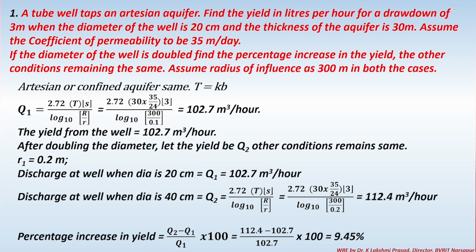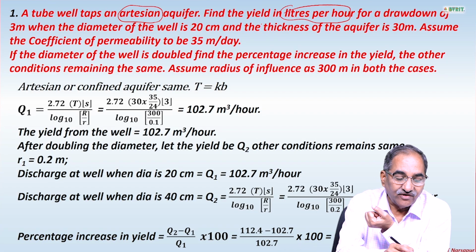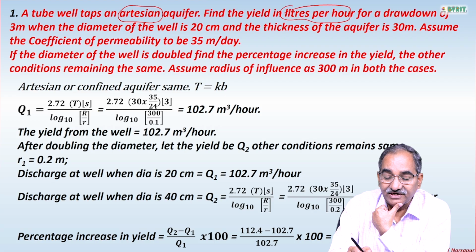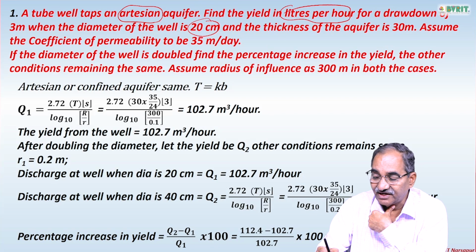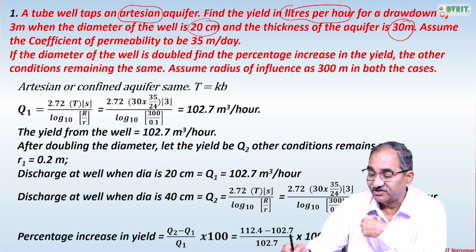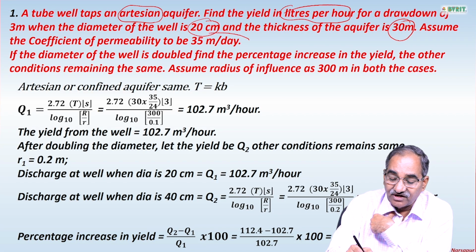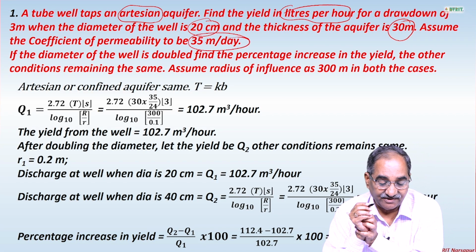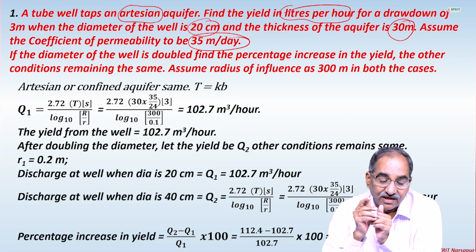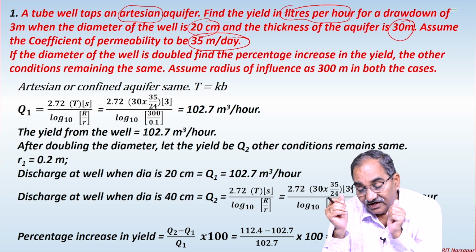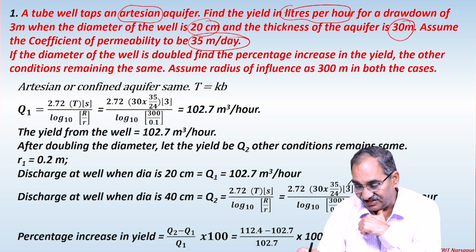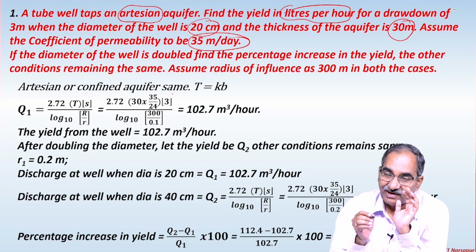A tube well taps an artesian aquifer. Artesian means confined aquifer. Find the yield in liters per hour. That is the question. For a drawdown of 3 meters, when the diameter of the well is 20 centimeters and the thickness of the aquifer is 30 meters, assume the coefficient of permeability is 35 meters per day. That is the first question. If the diameter of the well is doubled, find the percentage increase in the yield. The other conditions remaining the same.